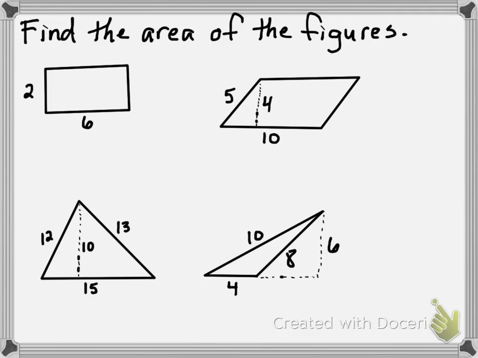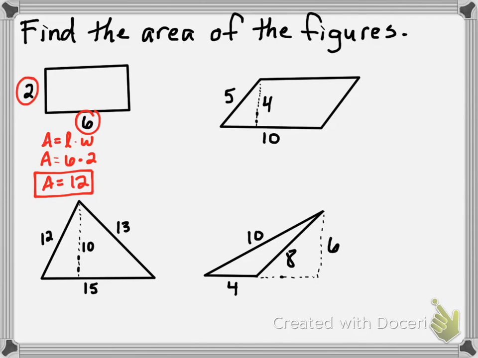Alright, so for the first one, when we're finding area, the first thing we have to do is figure out which shape we're looking at. Well, this is a rectangle. So a rectangle is just length times width, or again, we can think about it as base times height. So first, I have area equals length times width. That's my length and my width. So that means I just do area equals 6 times 2. So the area of this rectangle is 12.